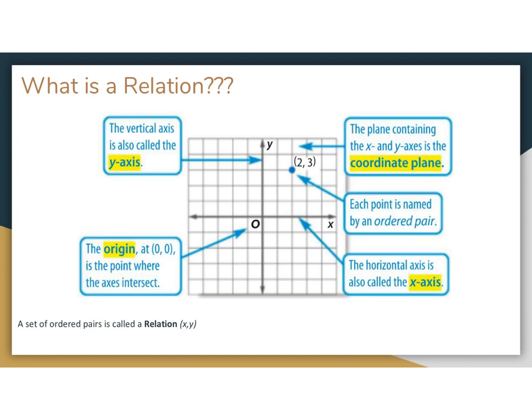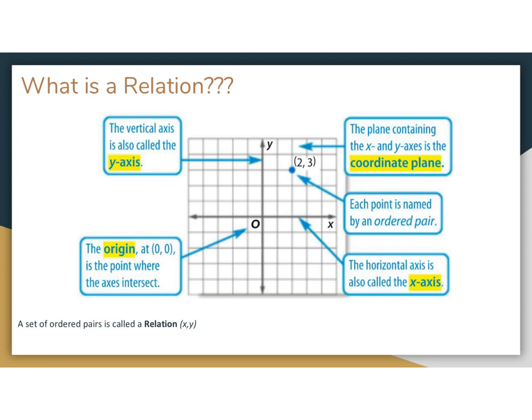Each point on a coordinate plane is named by an ordered pair. So the way we find a point on a coordinate plane is through its ordered pair. For example, the origin is the special point on a coordinate plane, and that is where the ordered pair is 0, 0.